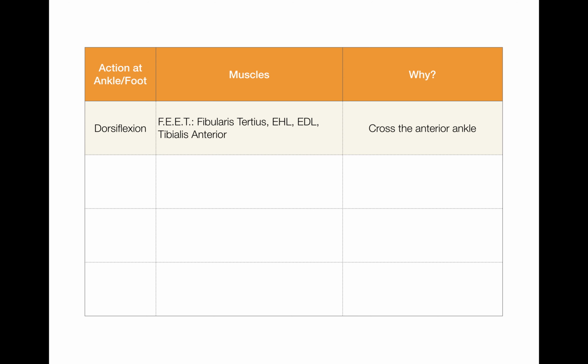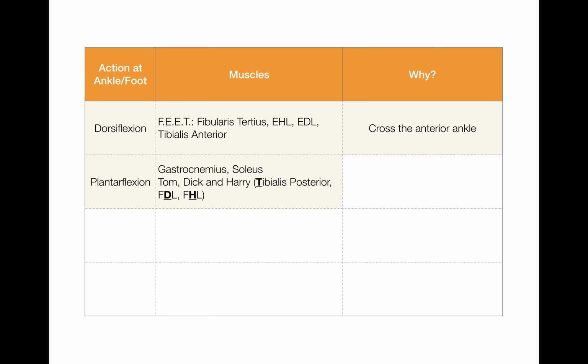But again, we don't have extension at the ankle. We're talking about the ankle and foot here. Because these cross the front of the ankle on the way to the tops of those toes, they will help with dorsiflexion. The acronym for the dorsiflexors that cross the front of the ankle, which are also the anterior leg muscles, is FEET, F-E-E-T. Plantar flexors must cross from behind.